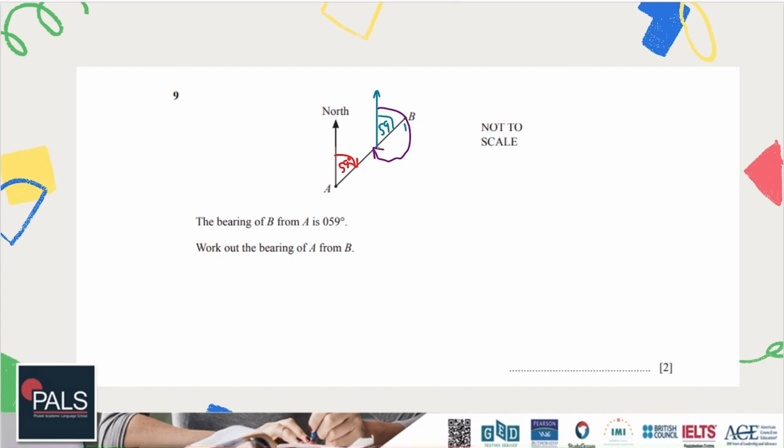So this part is a straight line, it is 180, right? So the total angle of this bearing is 180 plus 59. 180 plus 59 is 239. 239. This is the answer.